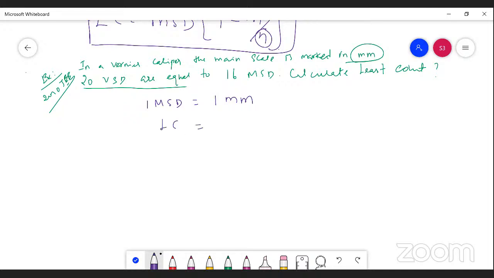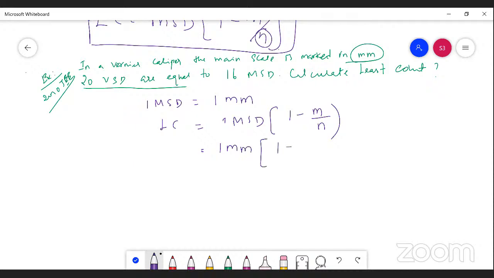And the least count formula is: least count is equal to 1 main scale division times (1 minus m divided by n). Here m is the number of main scale divisions, and n is the number of Vernier scale divisions. n Vernier scale divisions are equal to m main scale divisions. 1 main scale division value is 1 millimeter.